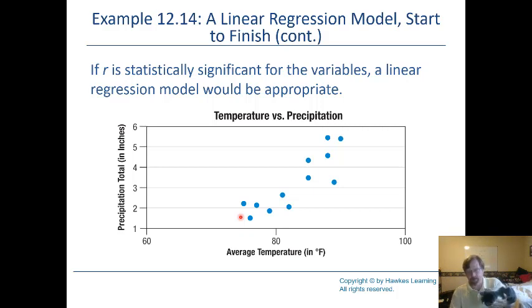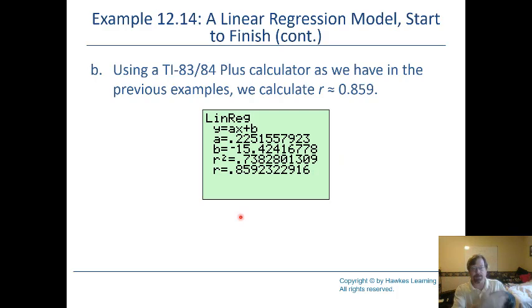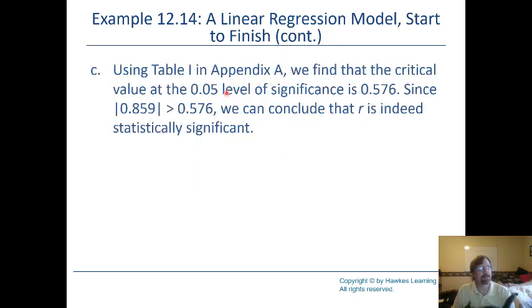If we put these in the calculator, as we've been doing throughout, we have our correlation coefficient of 0.859. We've also got our coefficient of determination right there is 0.738. Right, so we can look at table I in Appendix A and see that the critical value at the 0.05 level of significance is 0.576. Now again, we'll need to know the number of samples, number of data pairs for that. But our 0.859 is greater than that 0.576, so yes, it's statistically significant.